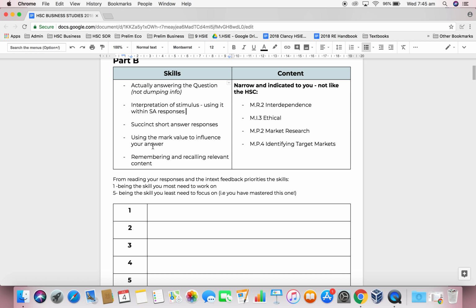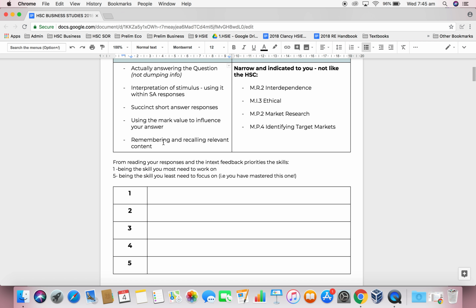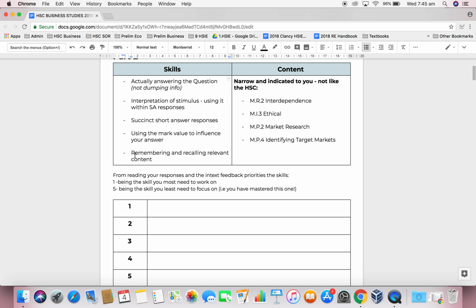The fourth skill is this idea of using the mark value to influence your answer, and a few of us struggled with this, especially in that 5 marker, which was the discuss. We didn't really take into consideration that if it's a 5 marker, we need to give benefits and limitations. So we kind of didn't focus on that mark value as influencing us. And obviously the skill of knowing your stuff, remembering and recalling your content.